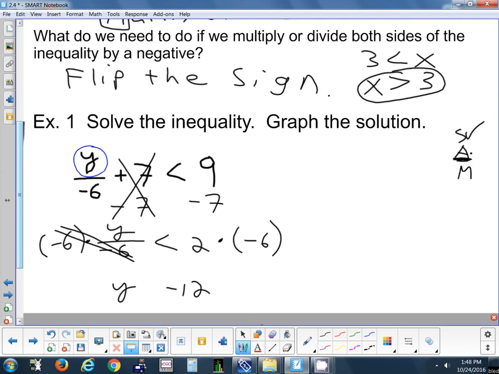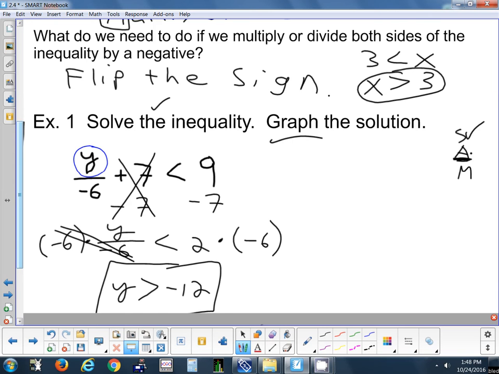What do you think? Yes, why do you say yes? I agree with you. You multiplied by a negative. So that inequality should now point the other way. All right, did we do everything the directions asked for? No. What have I done so far? Yes, I solved it, but now I have to graph it.